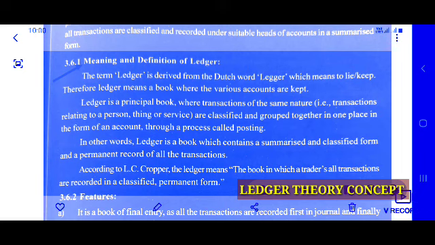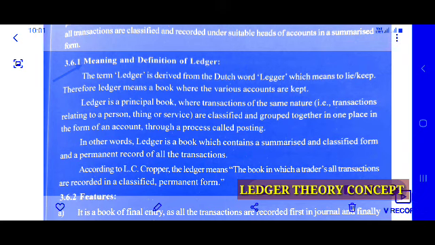I already explained to you, with the help of ledgers we can open various kinds of accounts. With the help of accounts, we can easily find out the individual balance of a particular account. And ledger is a principal book where transactions of the same nature, transactions relating to a person, things or services, are classified under a group together in one place in the form of an account through a process called posting.